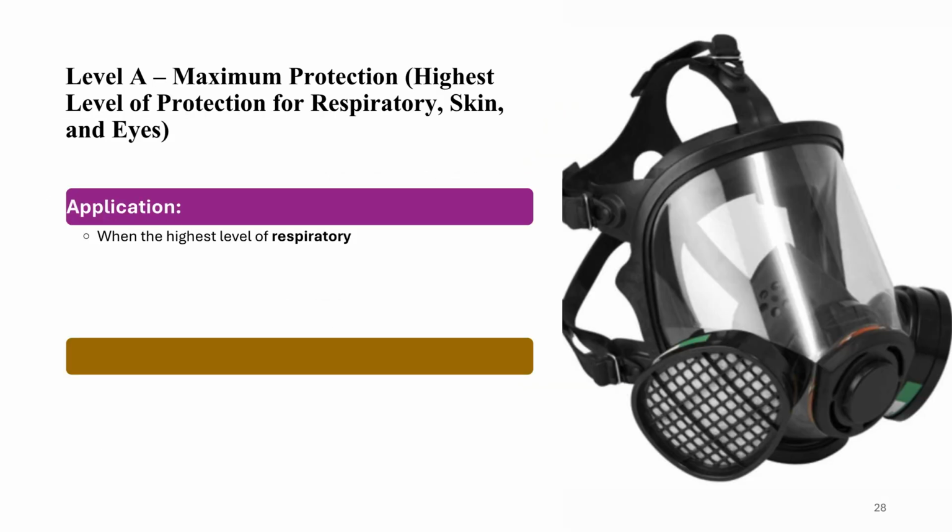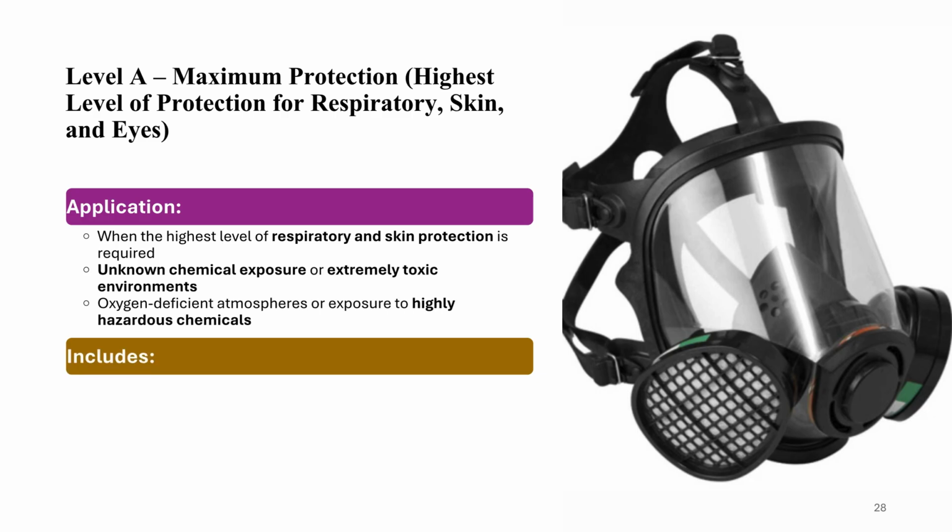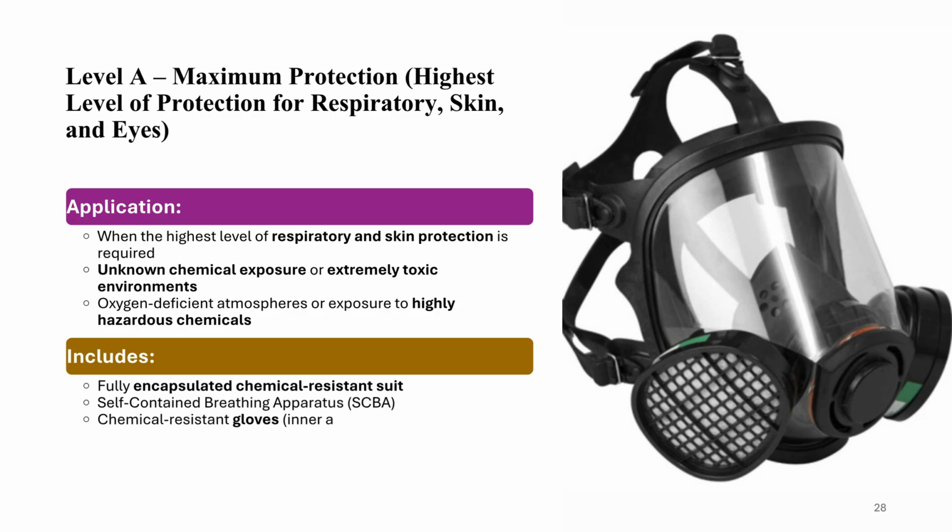Level A, maximum protection. Highest level of protection for respiratory, skin, and eyes. Application: when the highest level of respiratory and skin protection is required. Unknown chemical exposure or extremely toxic environments. Oxygen-deficient atmospheres or exposure to highly hazardous chemicals. Includes fully encapsulated chemical-resistant suit, self-contained breathing apparatus, SCBA, chemical-resistant gloves, inner and outer, chemical-resistant boots, two-way communication system.